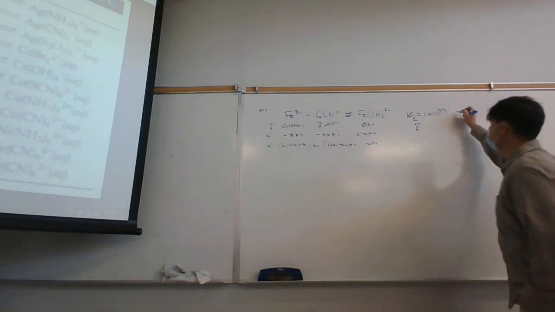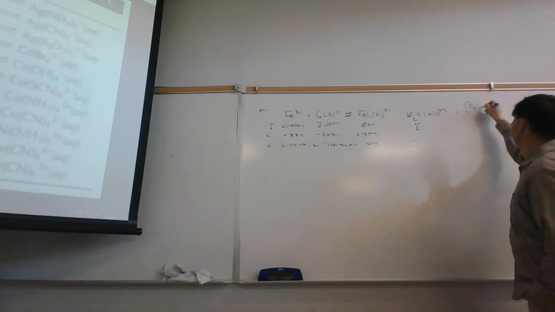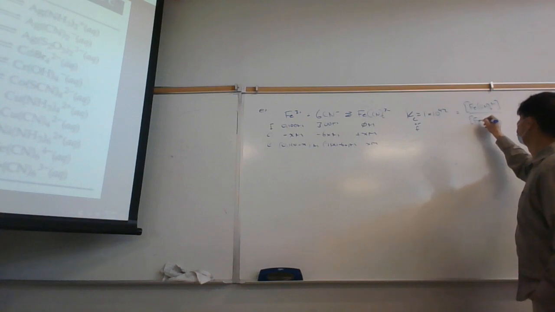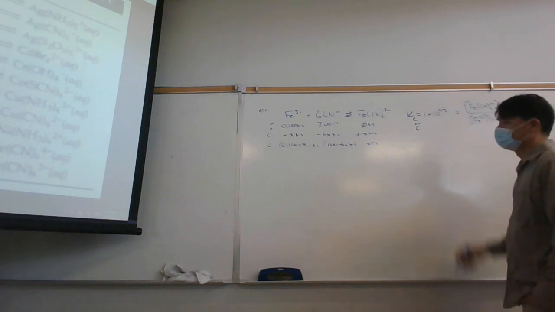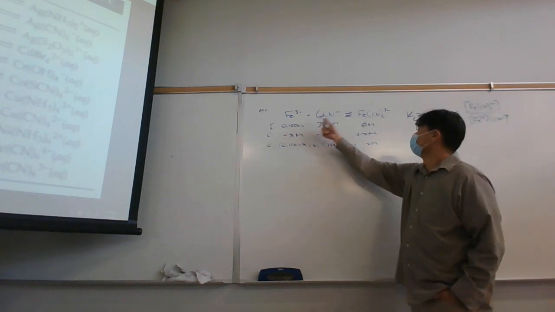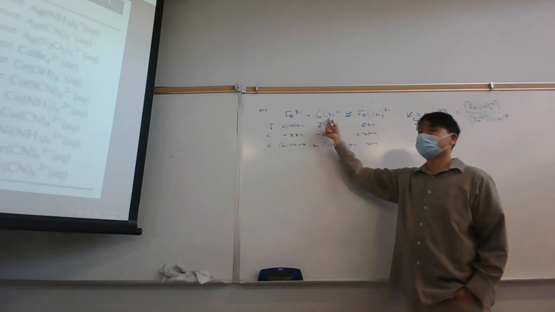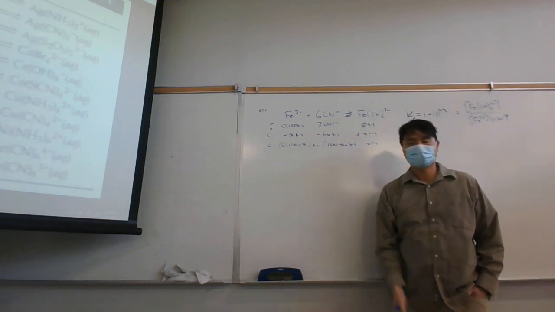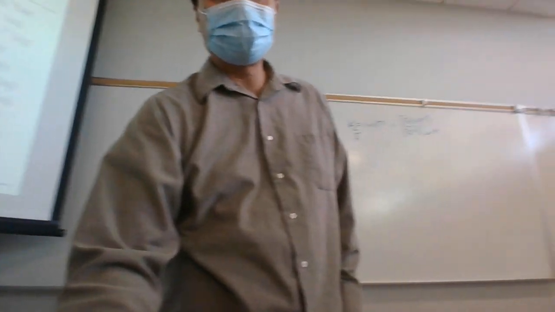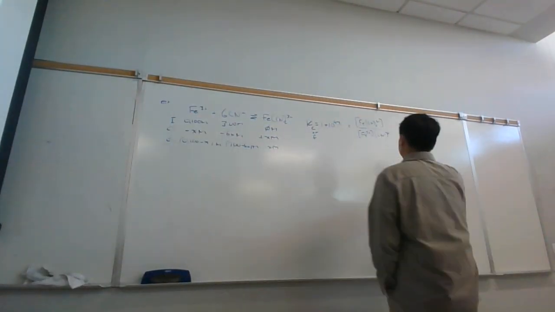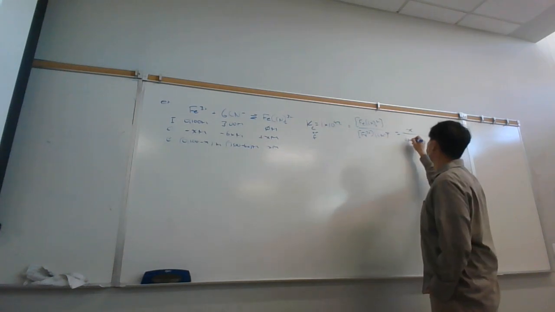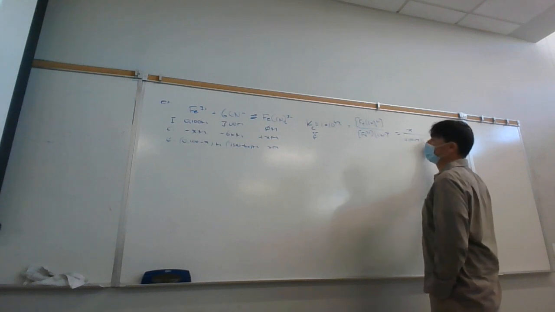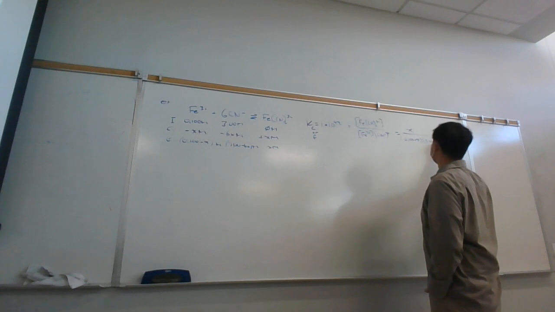And then we can plug that into the Kc equation, which is going to be the concentration of the cyano complex divided by the concentration of the iron 3 plus the concentration of the cyanide to the sixth. Now we call this free iron, and we call this complex iron. We call this free cyanide and complex cyanide. You want to label those. Okay. And then we look at the math for this. This is going to be x on the top divided by 0.100 minus x divided by 3.00 minus 6x to the sixth.